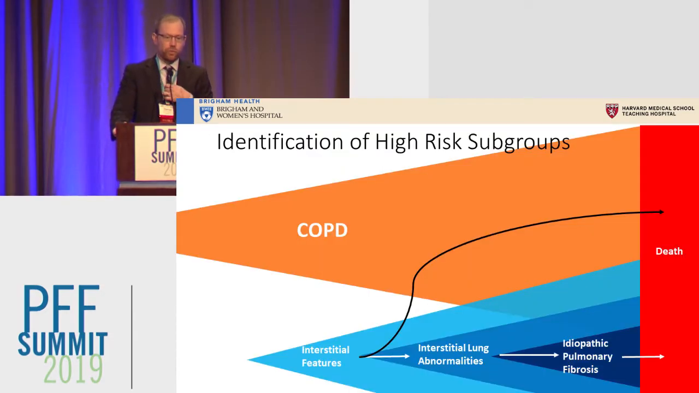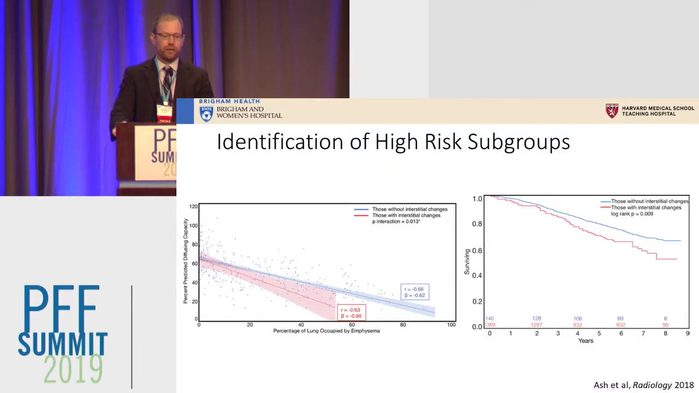One other potential role for these things is the identification of high-risk subgroups. So we know that there are other respiratory diseases, for example, COPD and emphysema, which share risk factors with IPF and with ILA. And it's possible that using this type of technique, we might be able to identify people in those other diseases who are at high risk.